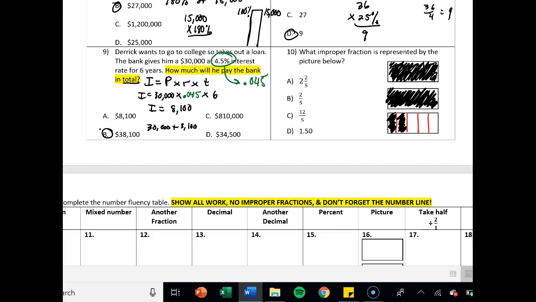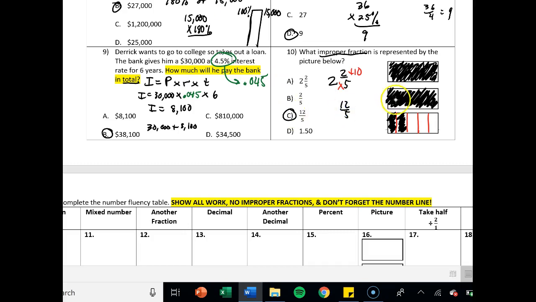Number 10, it says, what improper fraction is represented by the picture below? Some of you might be immediately saying, hey, 2 2/5. That's not an improper fraction. That's a mixed number. So you could convert 2 2/5 if you want, right? I could say 2 times 5, that's 10. Add it to 2. Okay, so 12 over 5 is my answer, C.